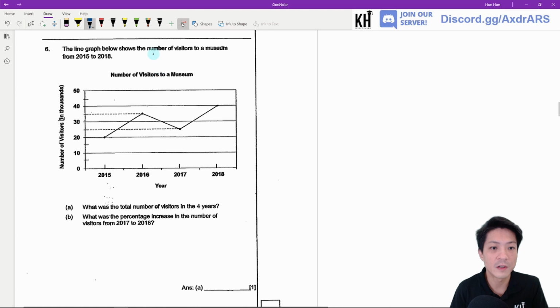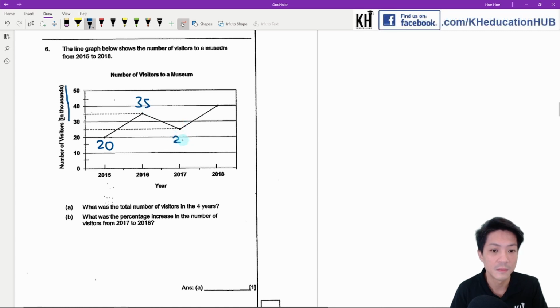Question 6. The line graph below shows the number of visitors to a museum from 2015 to 2018. Okay, so take note, this is in thousands. Usually I will write the number down here first. This will be 20, this will be 35. This will be 25 and this will be 40. Question A, what was the total number of visitors in the 4 years?